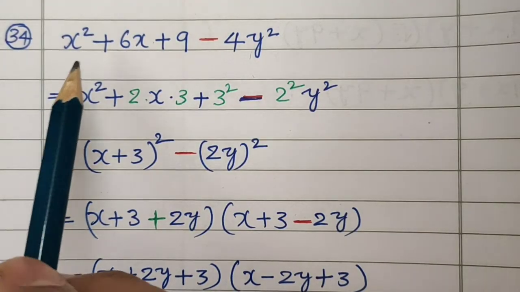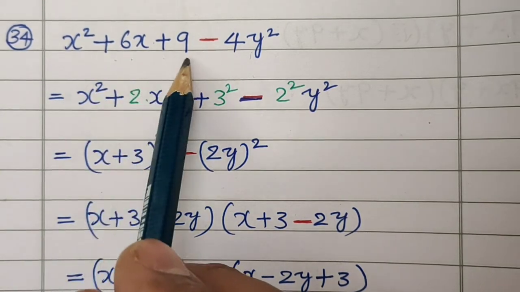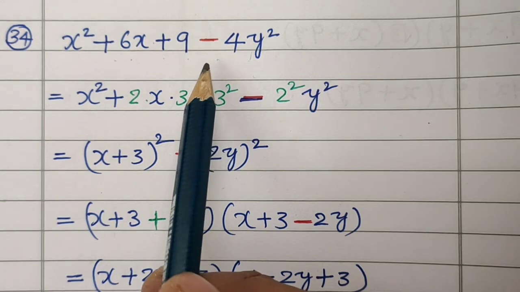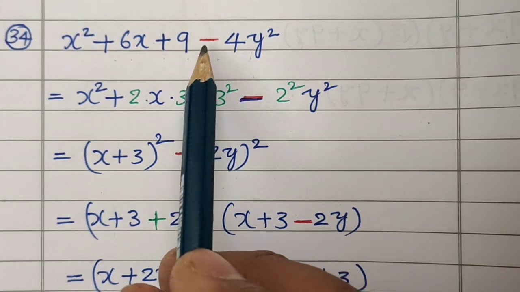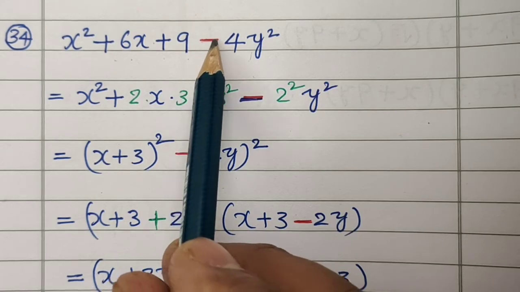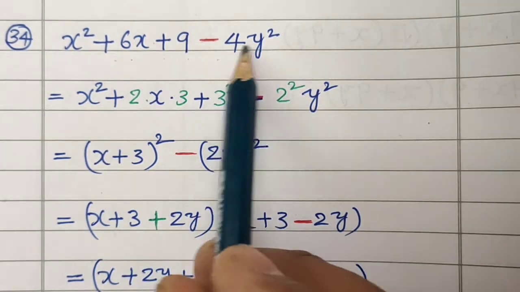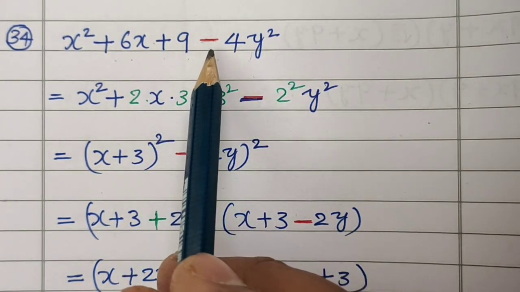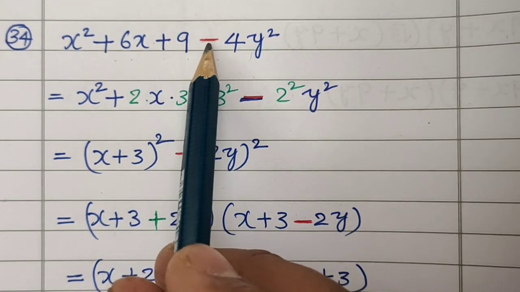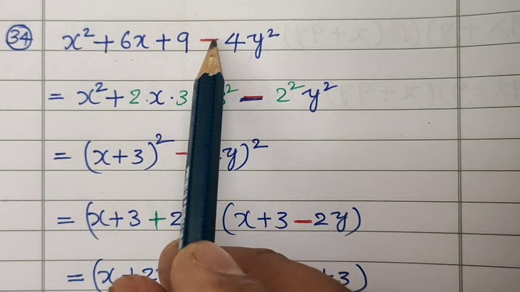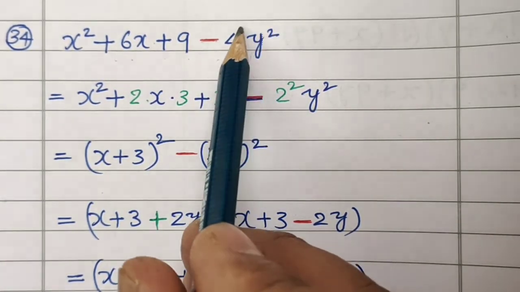Factorize x square plus 6x plus 9 minus 4y square. Here, to make you understand easily, I have used the red to show this as minus. Whatever is there on the right side is in the form of b square. When you are looking at the problems, you will not have a differentiation like this. Be careful while observing this. There is a minus sign here. You just observe this is in the form of b square.